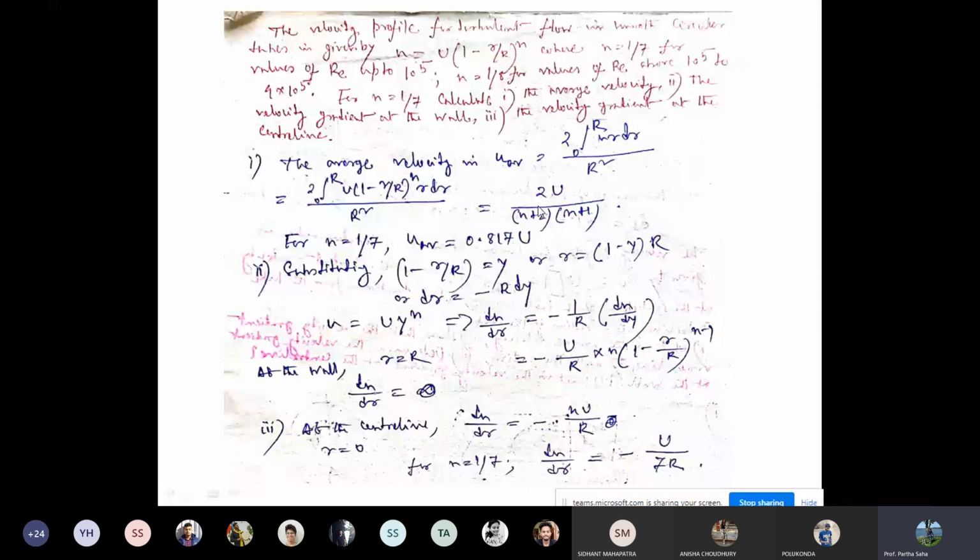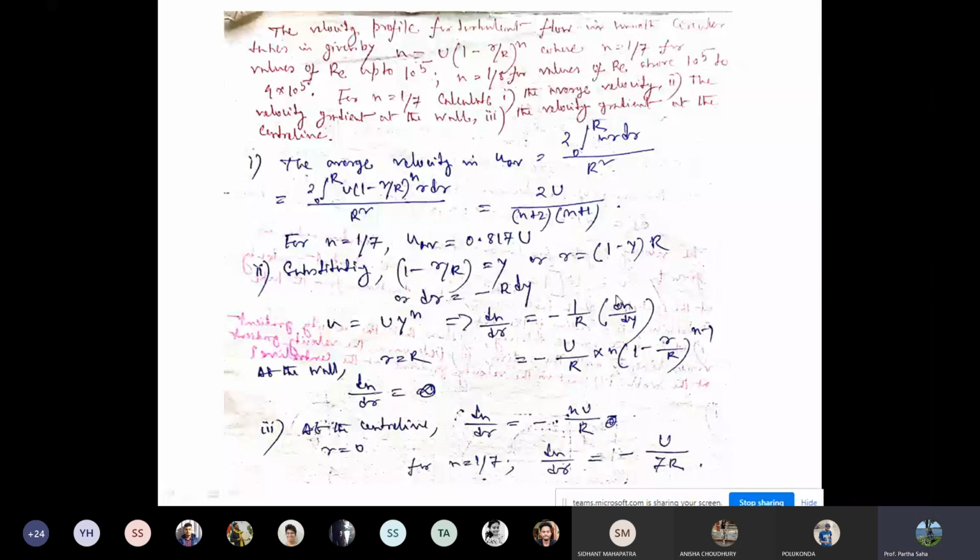If you substitute 1 minus r by R equal to y, so r becomes 1 minus y into capital R, so dr is minus R dy. So u becomes capital U into y to the power n, because we have substituted 1 minus r by R with y. So du by dr becomes minus 1 by R times du by dy. And du by dy will be U n y to the power n minus 1. And then if you put the value of y, it becomes like this.